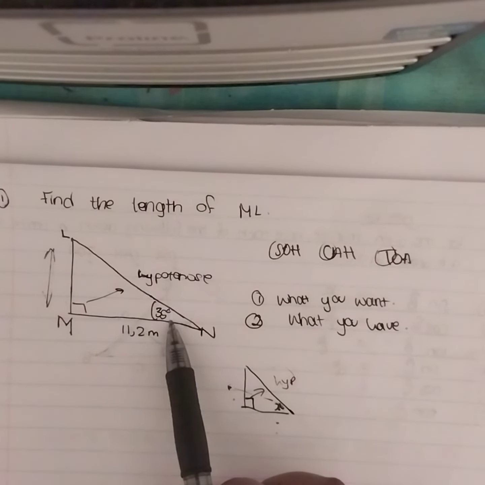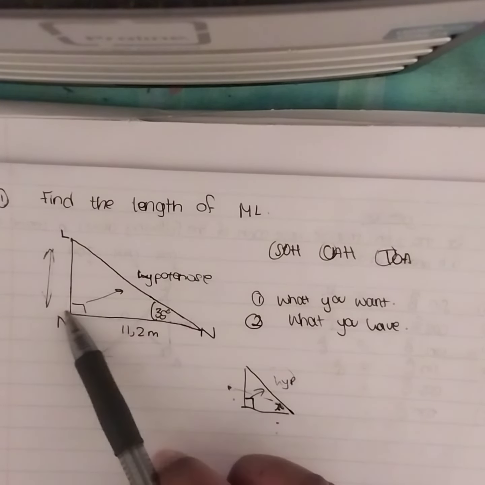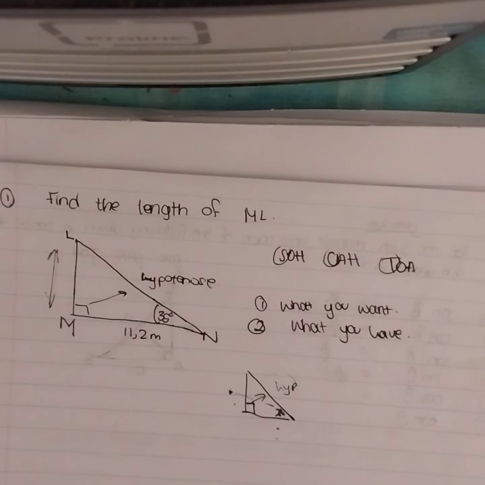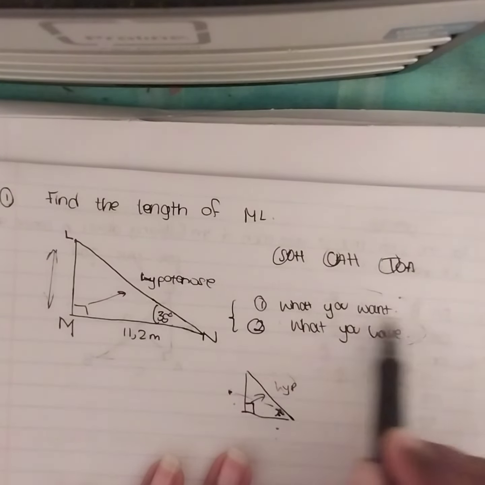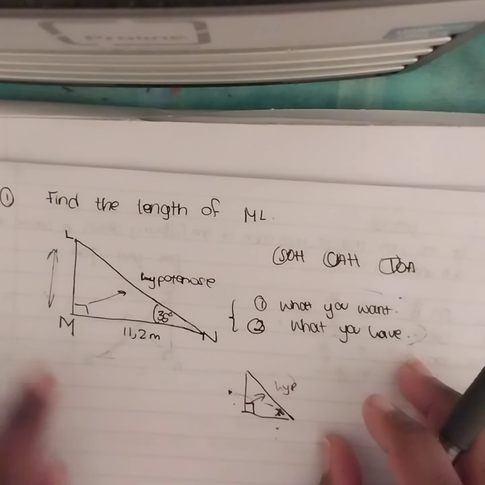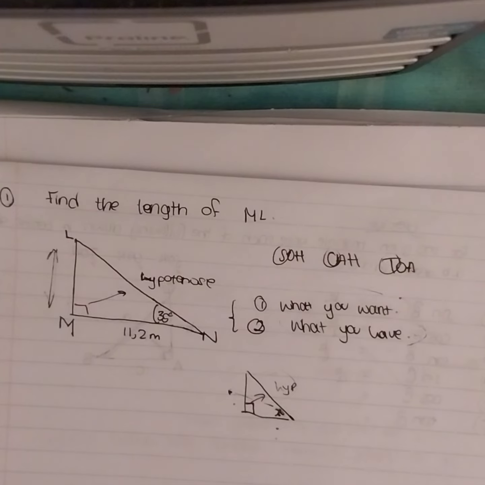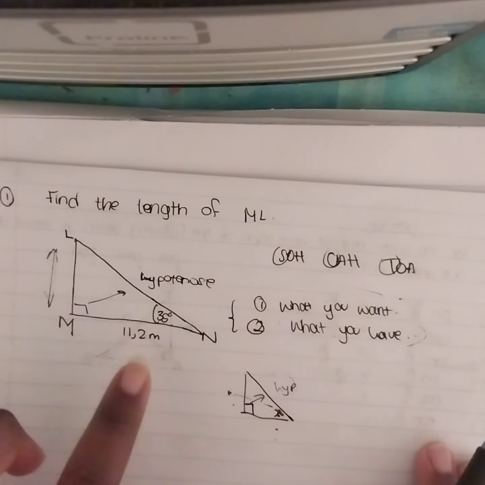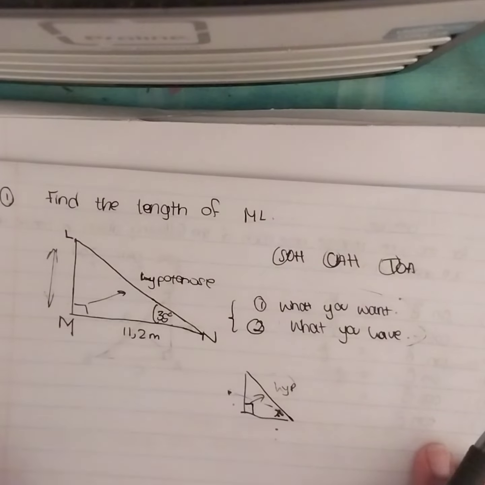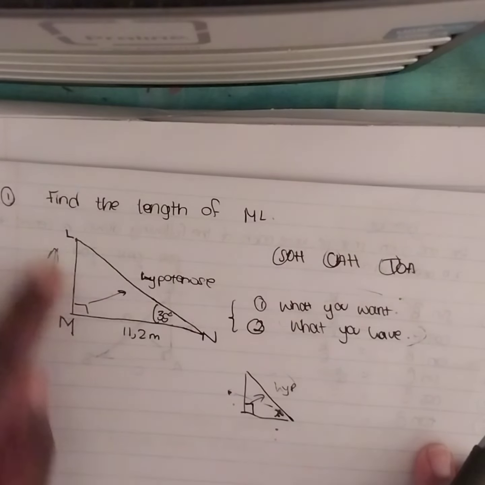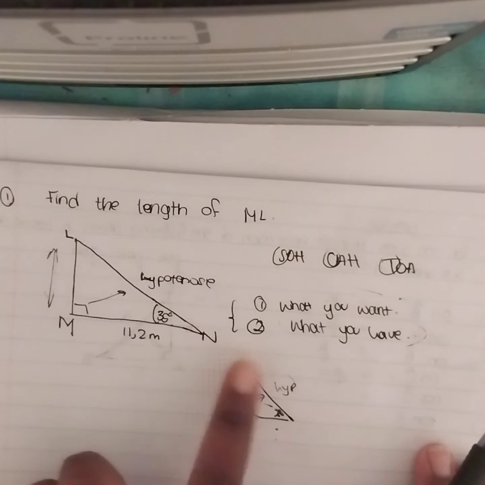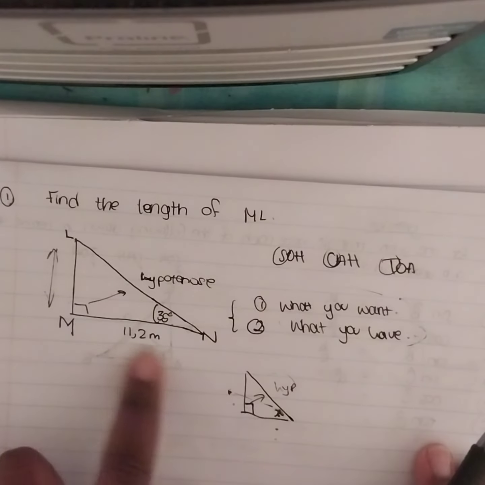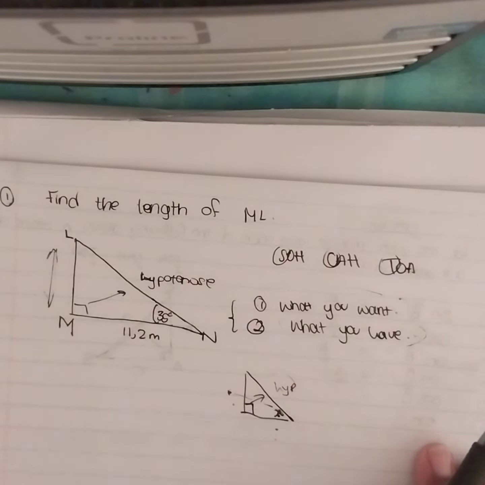What is opposite of 35? This one, right? Because remember, they say find the length of ML, and this is your ML. Always remember this, guys. Start with what you want, then with what you have. What do you want? ML. What do you have? MN. So which ratio are we going to use? Opposite over adjacent. Yes, correct. Start with what you want. You want ML because that's what you're trying to find. And with what you have, MN, which is 11.2 meters. We were already given our unit, which is meters.